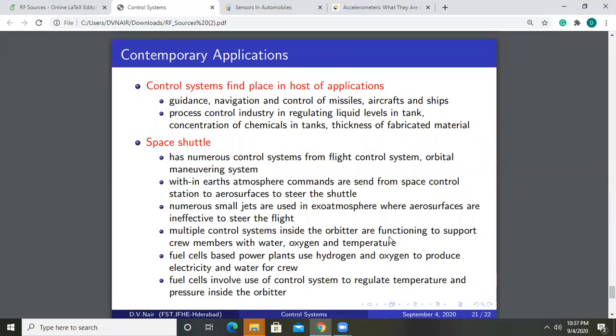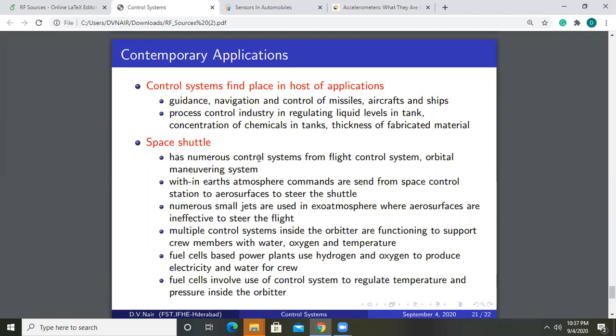Then in contemporary applications, we see control systems today find place in a host of applications, from guidance, navigation, and controls of missiles, aircraft and ships, in process industries, in chemical plants, in manufacturing industries. There are a host of control systems which are at work for allowing automation and increasing the overall production efficiency in industries.